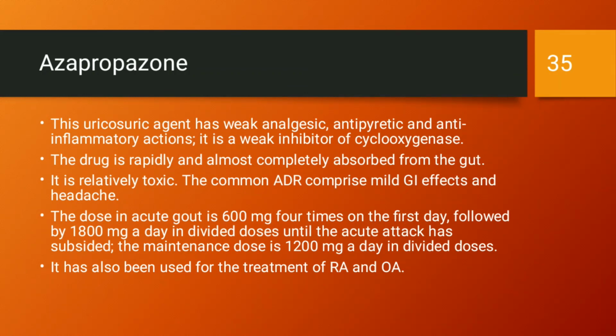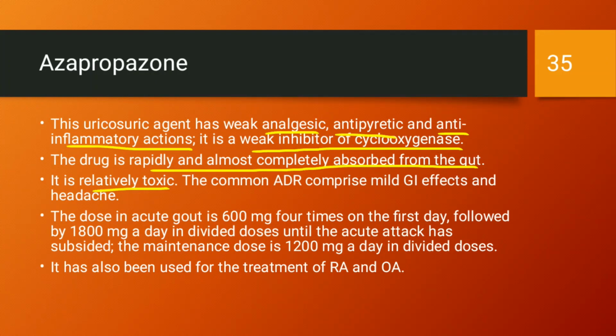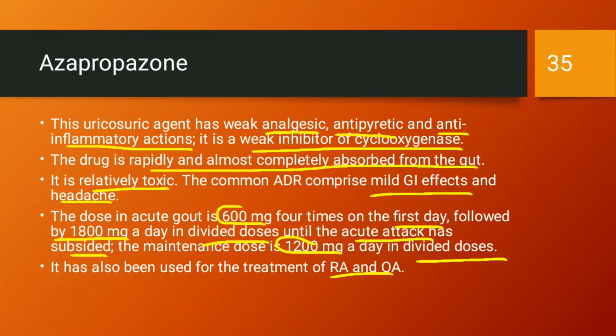Okay, so the next drug is Azapropazone. This uricosuric drug has weak analgesic, antipyretic and anti-inflammatory action. It is a weak inhibitor of the cyclooxygenase enzyme. The drug is rapidly and almost completely absorbed from the gut. It is relatively toxic. The common ADRs comprise mild GI effects and headache. The dose in acute gout is 600 mg 4 times on the first day, followed by 1800 mg a day in divided doses until the acute attack has subsided. The maintenance dose is 1200 mg a day in divided doses. It has also been used for treatment of rheumatoid arthritis and osteoarthritis.